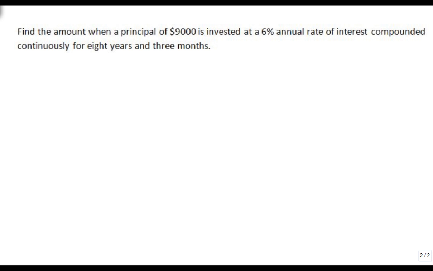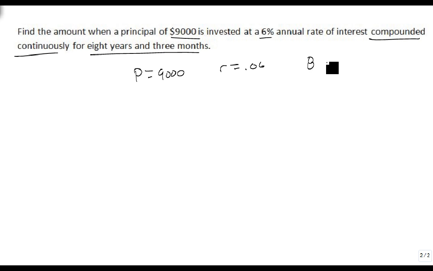So let's look at an example. Suppose that we have $9,000 principal invested at 6% annual rate of interest compounded continuously for 8 years and 3 months. And so what we need to do first is identify our pieces. P is 9,000. Our r is 0.06, 6%. Compounded continuously means we're using the e in the formula instead of the big one that we had before. And 8 years, 3 months, well, there's 12 months in a year, so this is really 8.25.